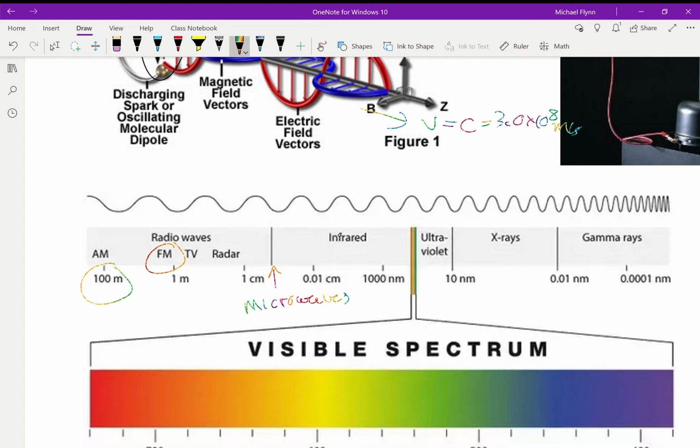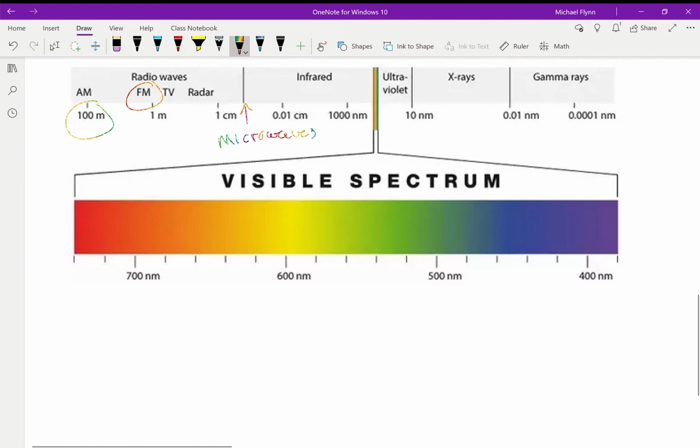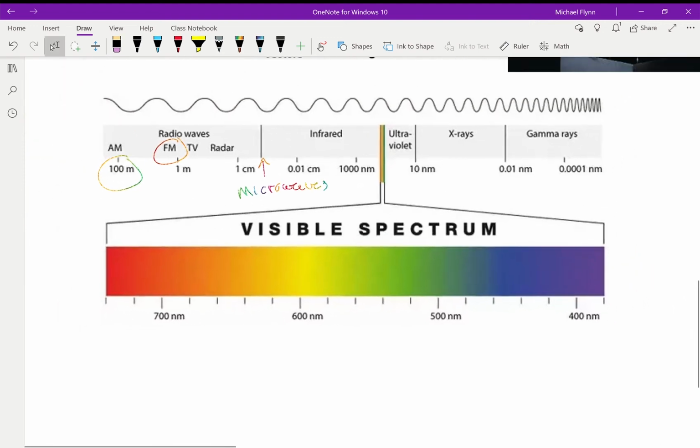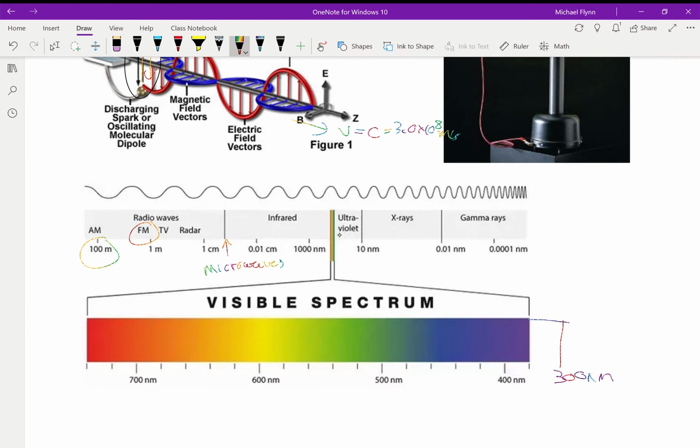0.01 centimeters, so now we're into fractions of a millimeter down to about 1,000 nanometers, that's infrared. And then the visible spectrum, which I've zoomed in for you here, goes from around 750 nanometers down to around 350 nanometers on the other side. Some numbers vary, but I would say that you could see shades of violet a little further down to 300 nanometers or so.